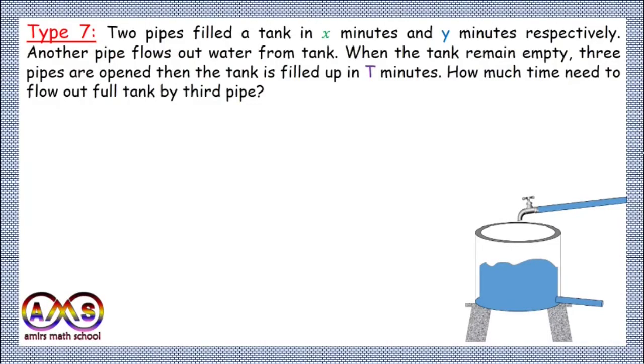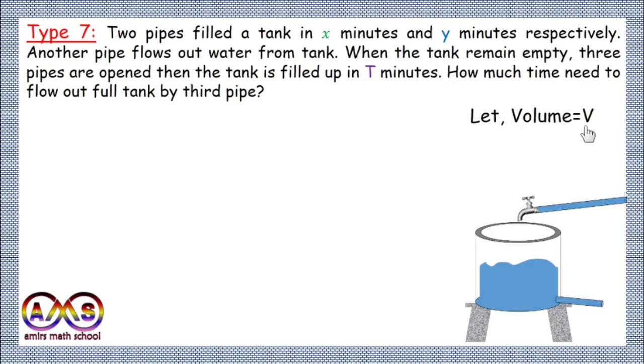Now type 7. Two pipes fill a tank in X minutes and Y minutes respectively. Another pipe flows out water from the tank. When the tank remains empty, three pipes are opened, then the tank is filled in 3 minutes. How much time is needed to flow out the full tank by the third pipe?